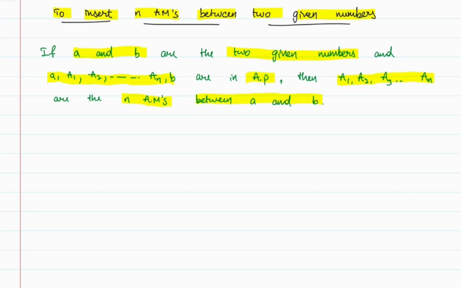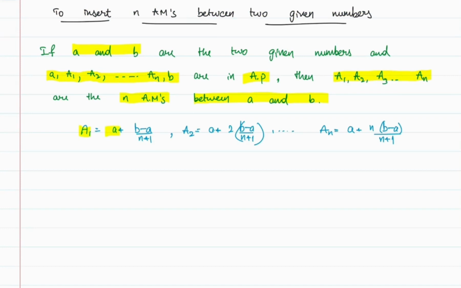So this means that we need to insert n terms between a and b such that all the terms including a and b will form an arithmetic progression. And a1 will be given by a plus (b minus a) by (n plus 1), and a2 will be given by a plus 2 into (b minus a) by (n plus 1), and an will be given by a plus n into (b minus a) by (n plus 1).